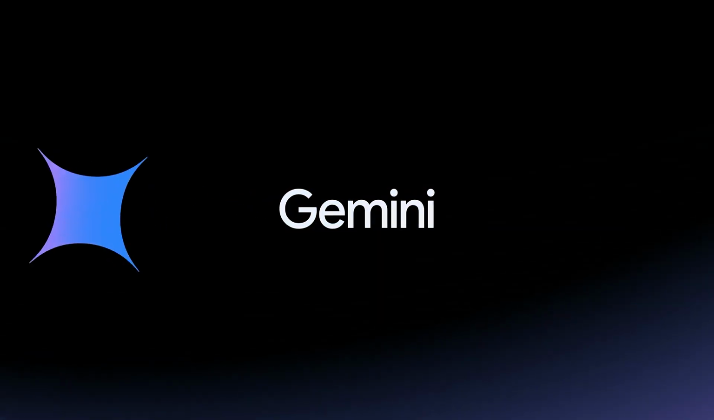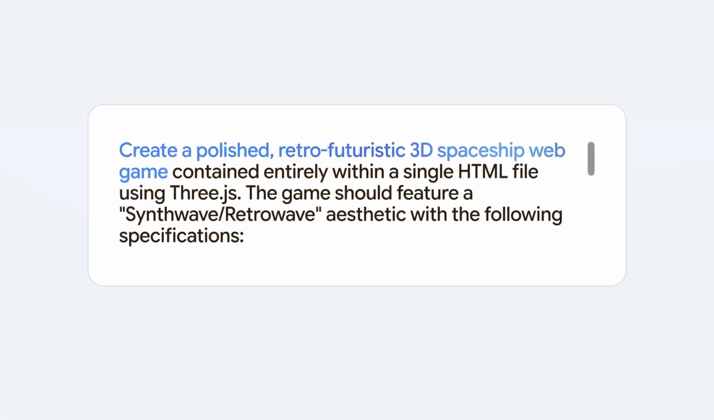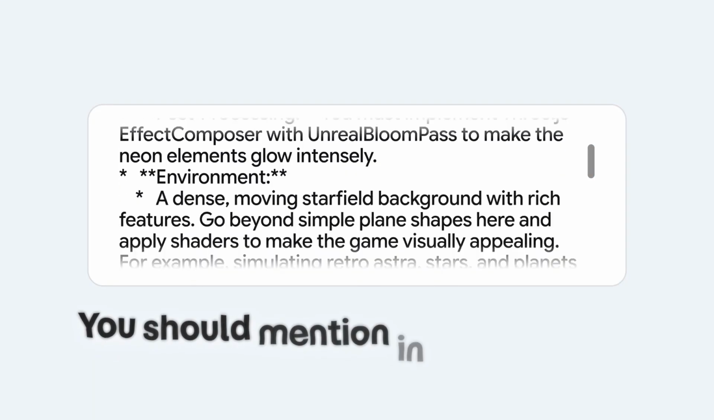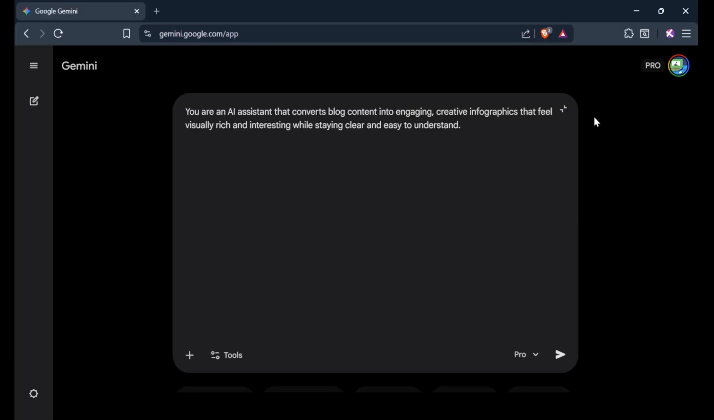Just use Google Gemini. You would require a good prompt to get a good result. But what are the things that you should mention in your prompt? Well, let me walk you through it. So here's how you should start. Give clear instruction to your AI about what your purpose is, which is to convert the blog content into an engaging infographic.